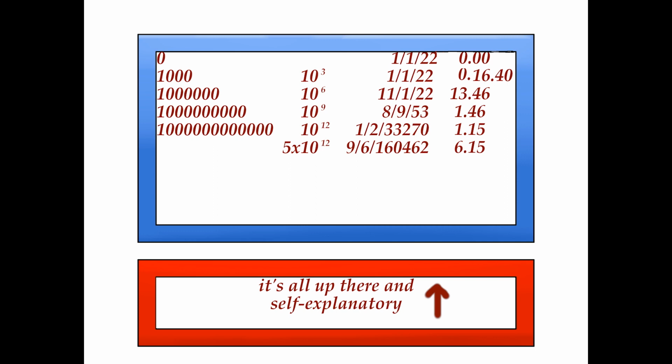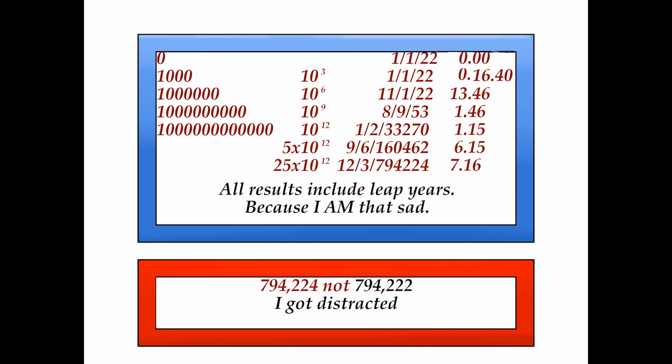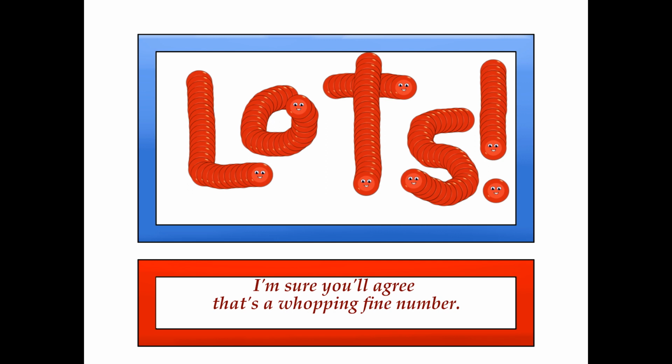So that's multiply again by 5 times, so we get to 25 times 10 to the 12, which will take us until the 12th of March in the year 794,222, just after 7:15. So there's no point in going to bed after that, you might as well just stay up. Now, I don't know why I told you that, other than I found it fascinating, but it's just to give you an idea of just how many red cells we actually have, and it's lots.